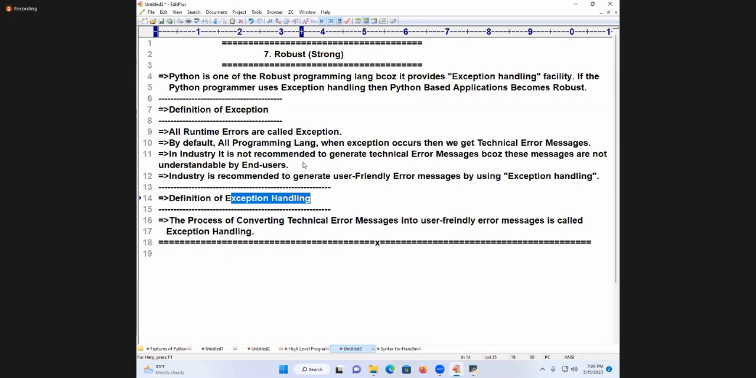If you don't use exception handling, even in Python, which messages will come by default? Is that weak or strong? Ultimately, strong or weak is decided based on how user-friendly your application is when it interacts with the end user. Understand my point? Well, this is called robust.